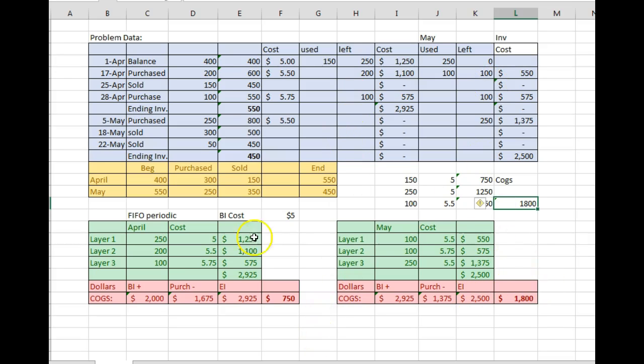So let's bring this down. We've got my layers. My ending inventory is $2,500. My beginning inventory was $2,925, my purchases were $1,375, and my ending inventory is $2,500. So this plus this minus this equals cost of goods sold. Boom, they agree. So that's how you do FIFO periodic.